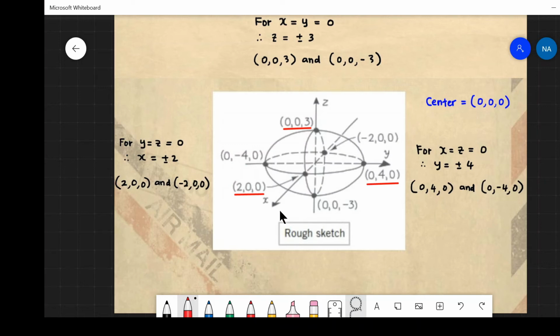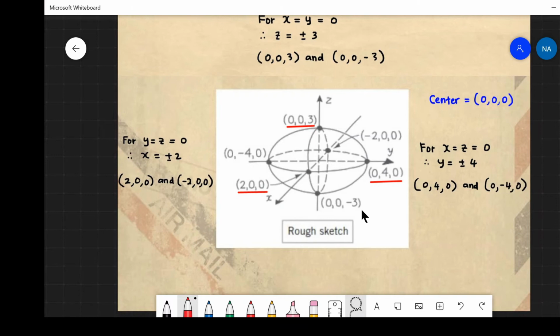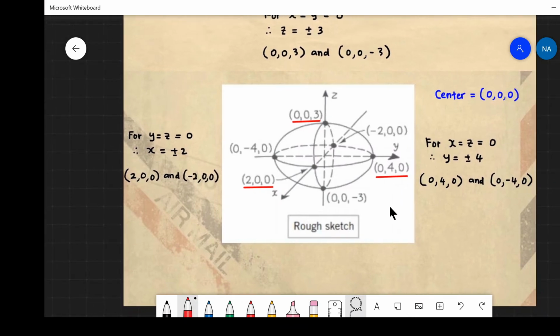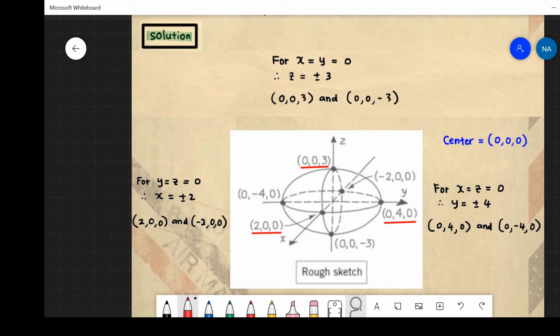But the most important points are the ones that I write in red line here, the first one here. This is the point, and then this is the point, and this is the point. The other points are the reflection of these 3 points. So the reflection of this point is going to be this, the reflection of 0, 4, 0 is going to be this, and the reflection of 2, 0, 0 is going to be this.